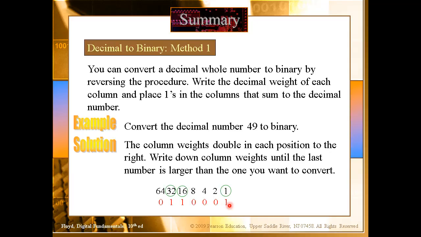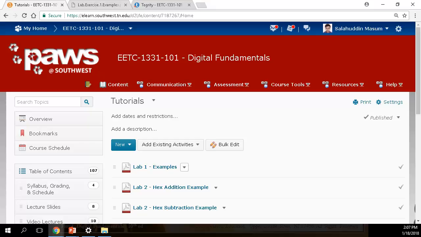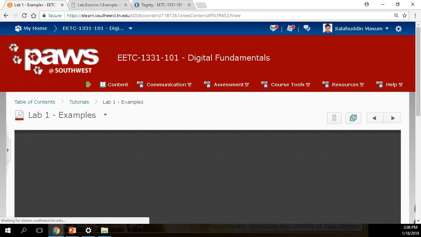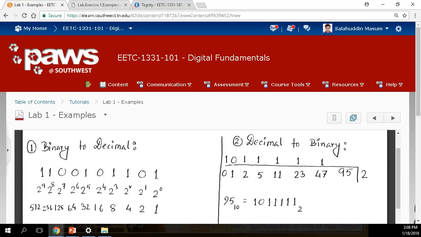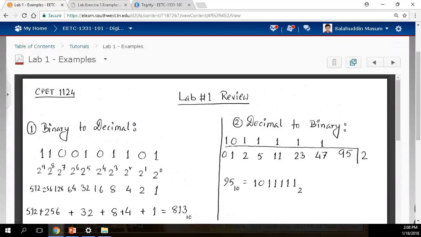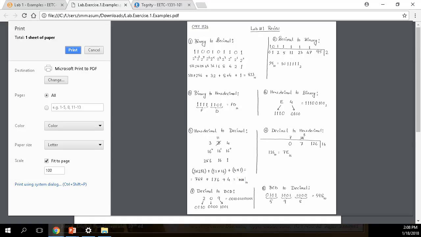There are plenty of links there. If you go there, there is a lab 1 example link. If you open it, let me show you here if I can. For an example, if you go to Pause and go to the tutorial section from your left side and then click lab 1 examples, it will open up a handwritten file where you have some more examples for all these, in case you want. But we have examples in the slide as well.